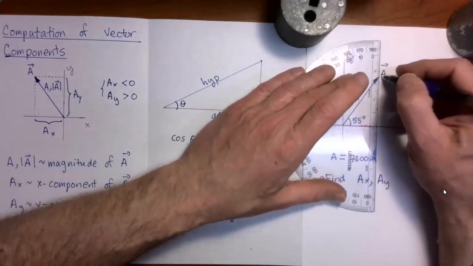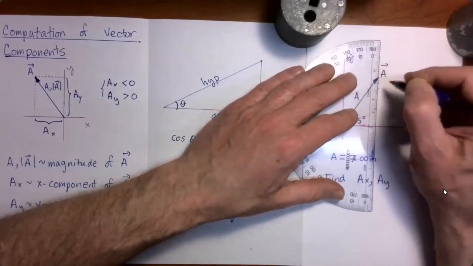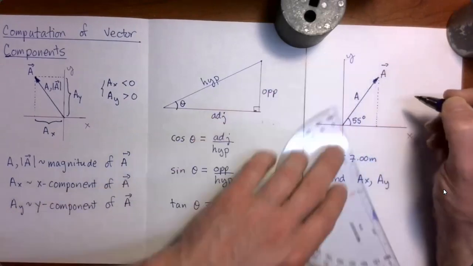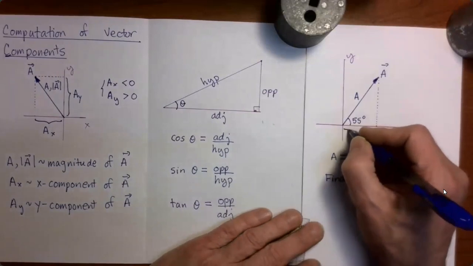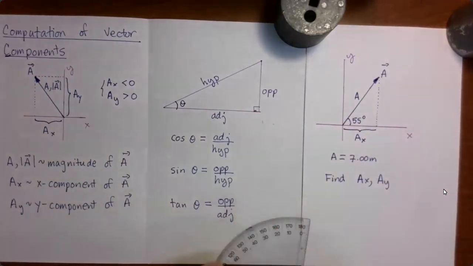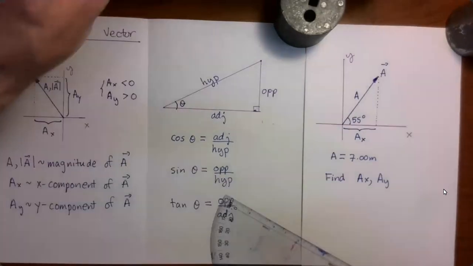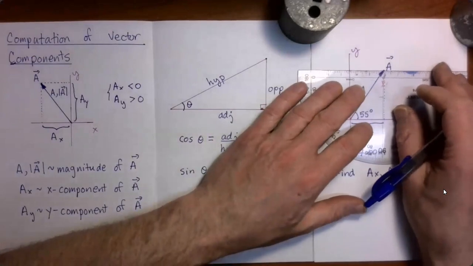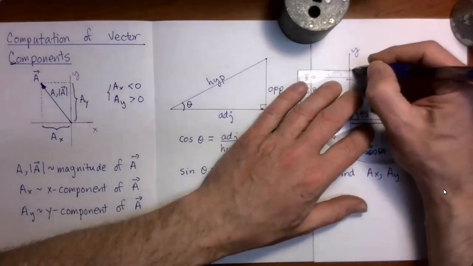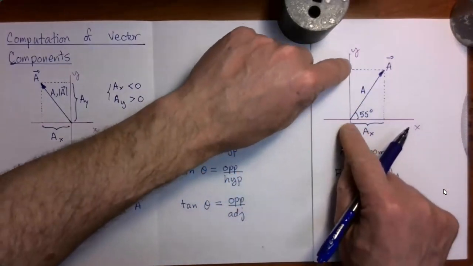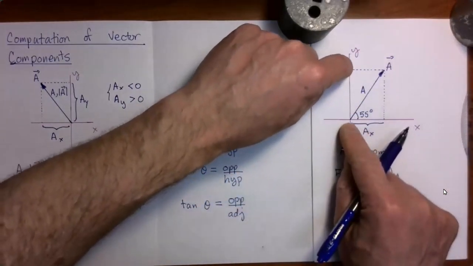And then from the tip of vector A, I'm going to drop a perpendicular onto the x-axis. And when I do so, I form the x component here. Then I go to the tip of vector A again. I drop a perpendicular to the y-axis. And then this segment here is the y component of vector A.